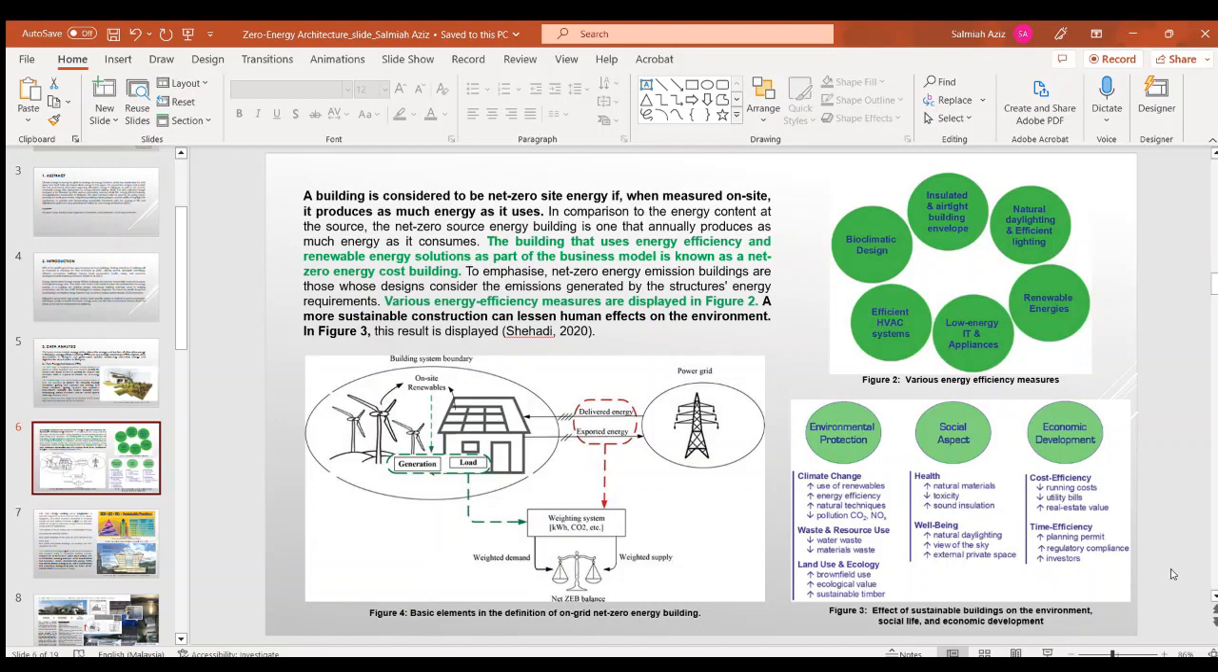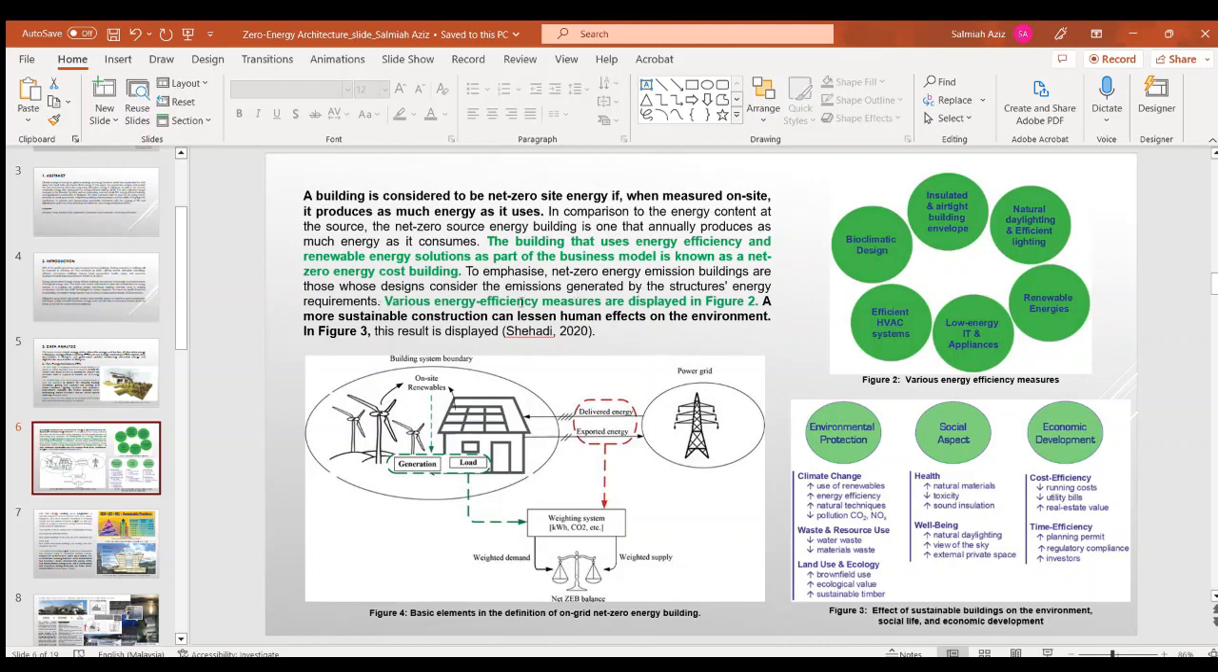A building is considered to be net zero site energy if, when measured on site, it produces as much energy as it uses. In comparison to the energy content at the source, the net zero source energy building is one that annually produces as much energy as it consumes. The building that uses energy efficiency and renewable energy solutions as part of the business model is known as a net zero energy cost building. To emphasize, net zero energy emission buildings are those whose designs consider the emissions generated by the structure's energy requirements.